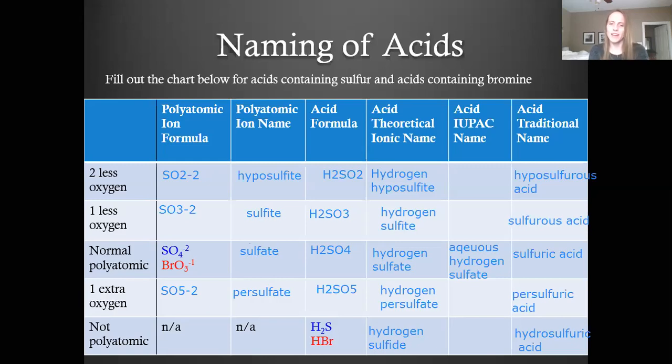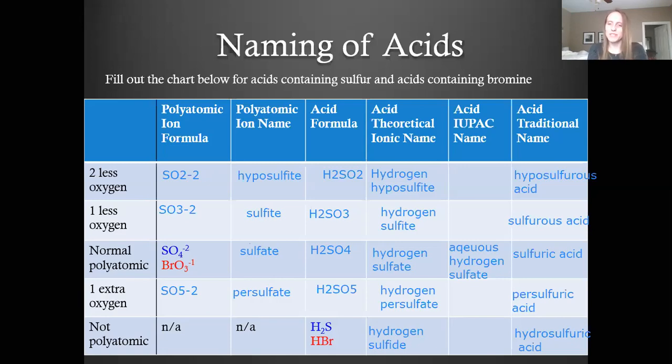For the theoretical ionic name, we always start with the word hydrogen and then just write the name of our polyatomic ion. So H2SO4 would be hydrogen sulfate, H2SO3, hydrogen sulfite. I didn't bother filling in this whole category because essentially all you do for the IUPAC name is take the theoretical ionic name and write the word aqueous in front. So instead of hydrogen sulfate, we have aqueous hydrogen sulfate. This one would be aqueous hydrogen sulfite.